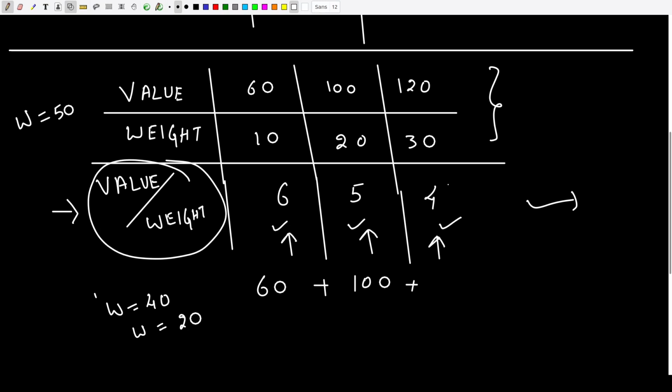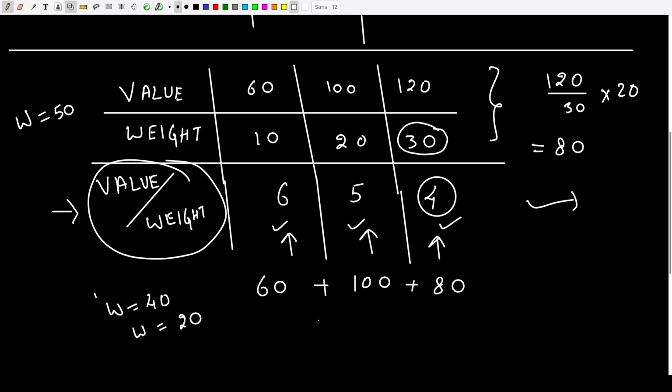So now I have 4 with me, and the total weight I can consume is 30. But the total weight I have is 20. So rather than taking this element in its entirety, I'll be consuming 20 weight of it, right? So 20 units of this, let us consume it. That will be given by this, which is equal to 80. So the value for this is 80, and that is how the total value we will get is 240. Okay, so that's the explanation, folks.